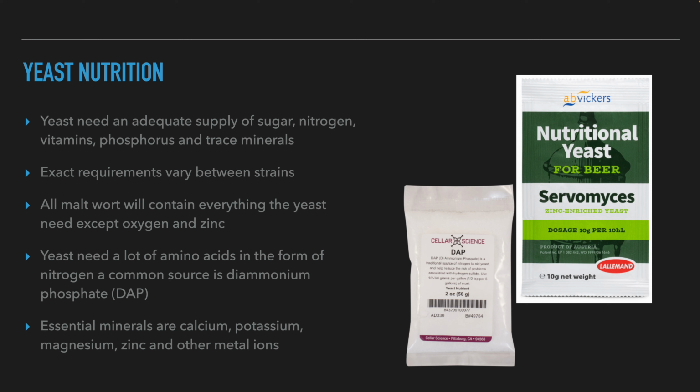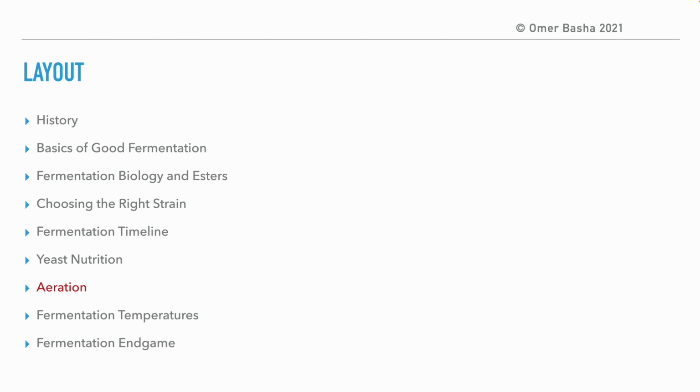The yeast also needs a lot of amino acids in the form of nitrogen. A good source of nitrogen is diammonium phosphate, or DAP. And finally, the minerals that yeast needs are calcium, potassium, magnesium, zinc, and other metals. Brewers will usually add yeast nutrients in the form of DAP or Servomyces towards the end of the boil. The next thing the yeast need is oxygen, so we will move on to talk about aeration of the wort.